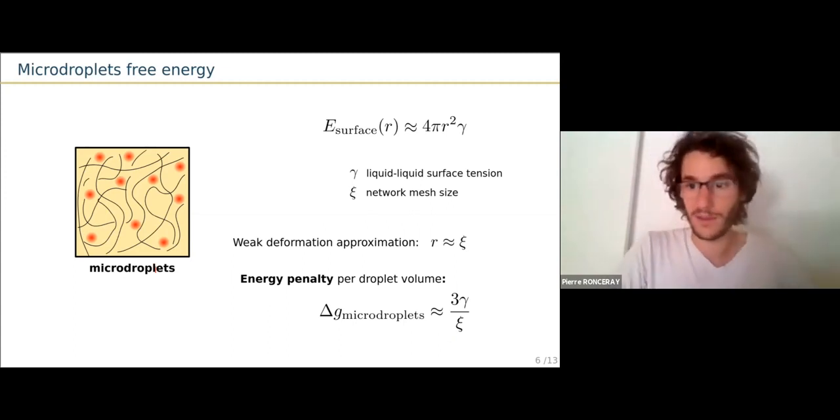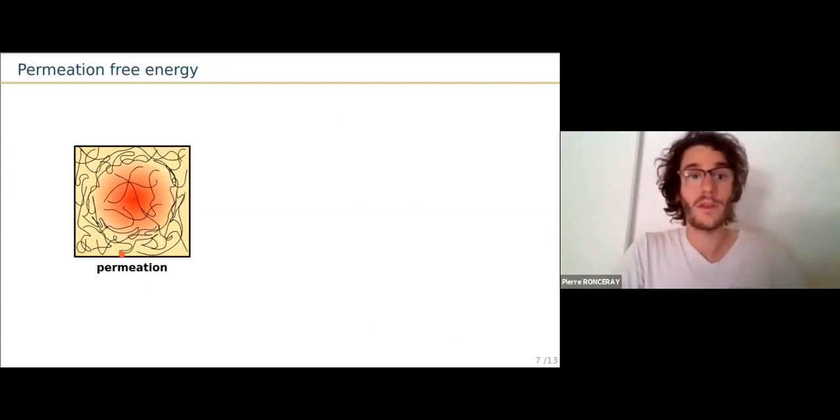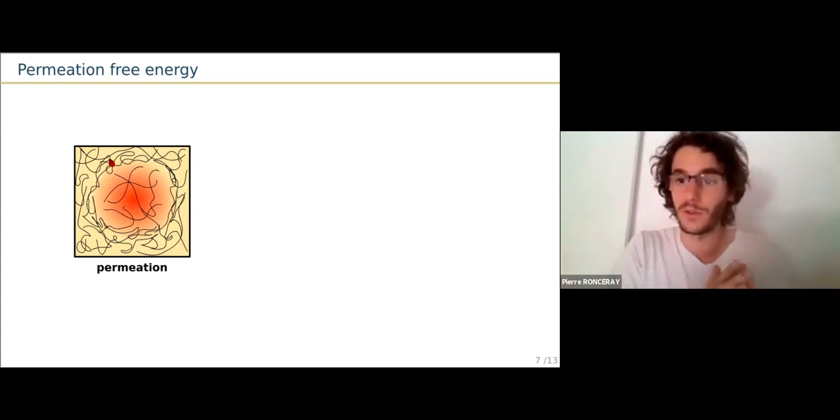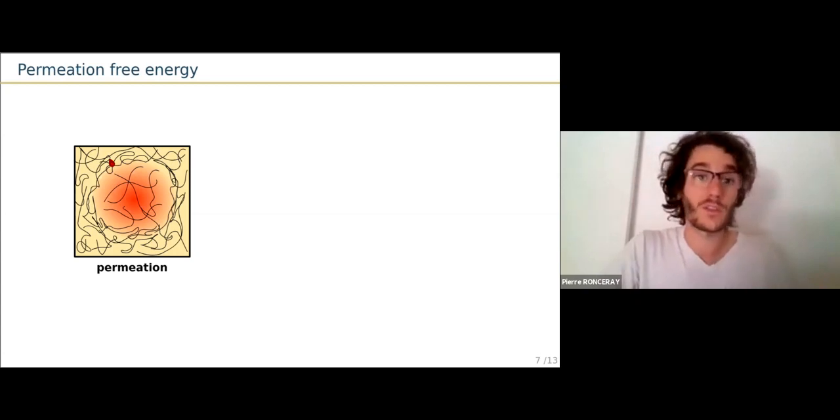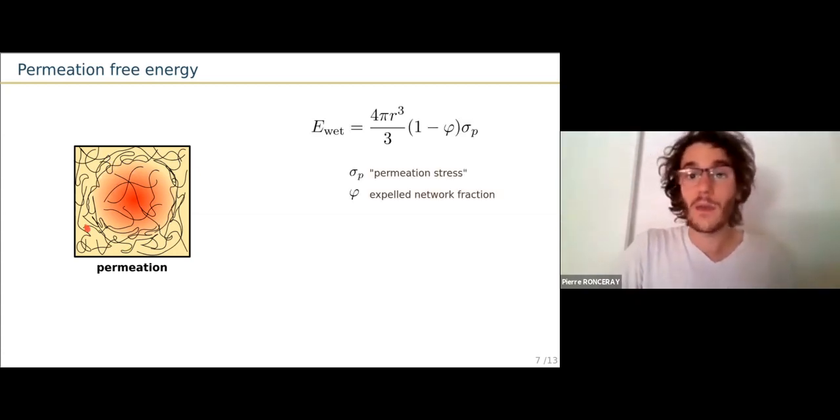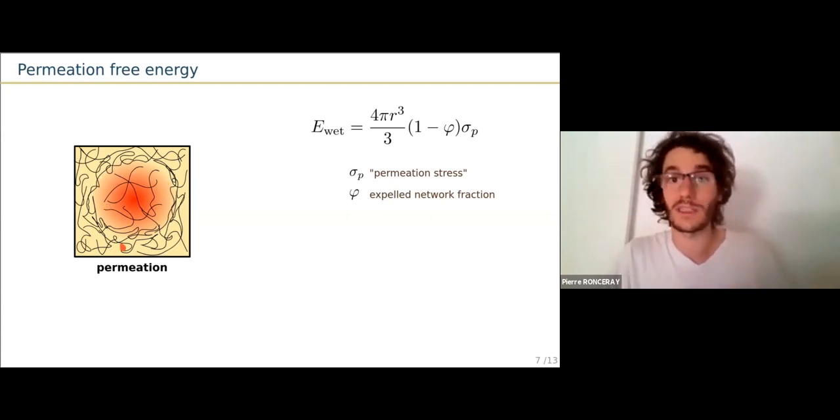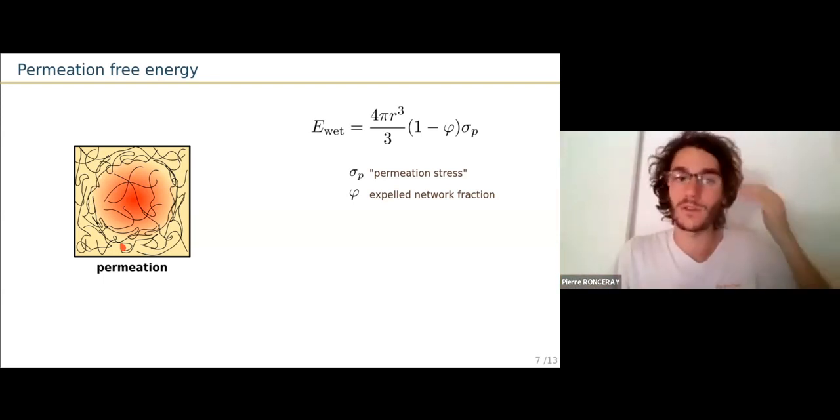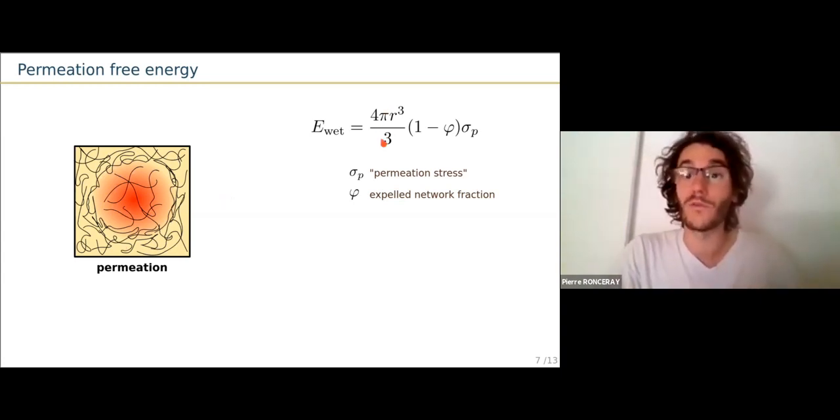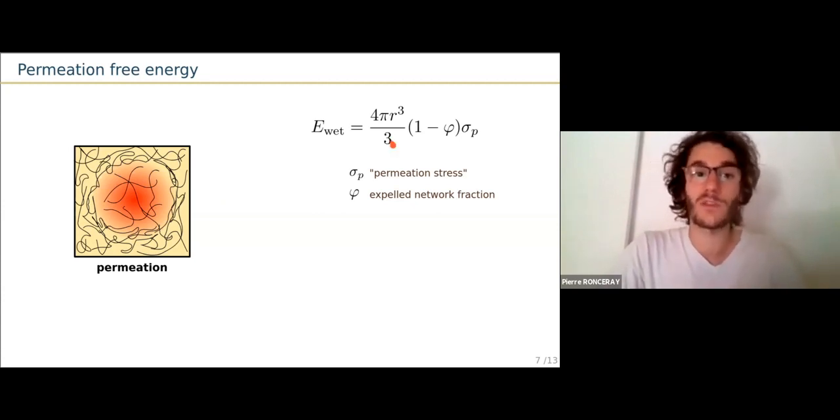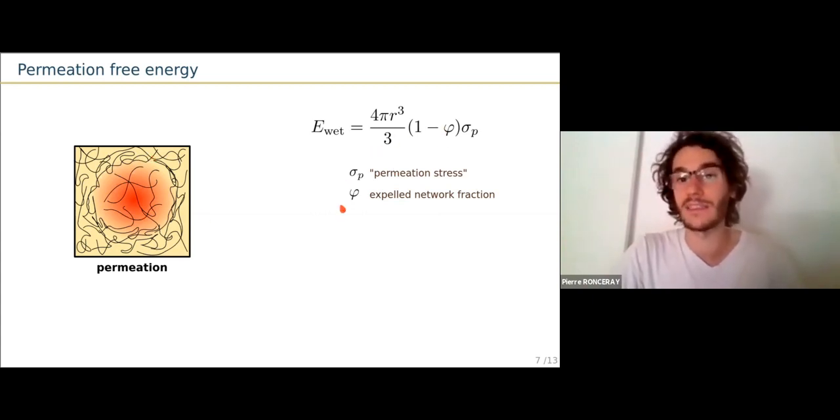Moving on to the third scenario, permeation. Now you have neither large elastic energy because you allow the network to penetrate into the droplet, nor large surface tension because these droplets are macroscopic, but you have a large interfacial area between the network and the red liquid. And so that results in wetting energy. There's a cost for wetting the network with the red liquid. And that cost, I'm going to write it as proportional to the volume of the droplet times the fraction of the network that remains inside the droplet. So 1 minus phi, where phi is the expelled fraction.